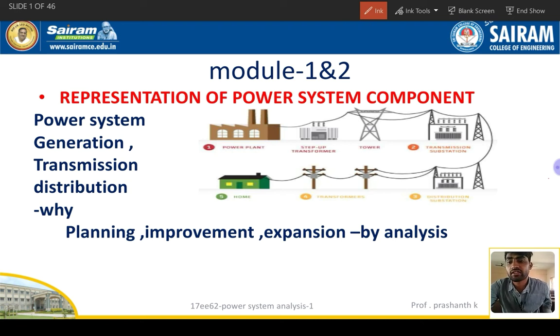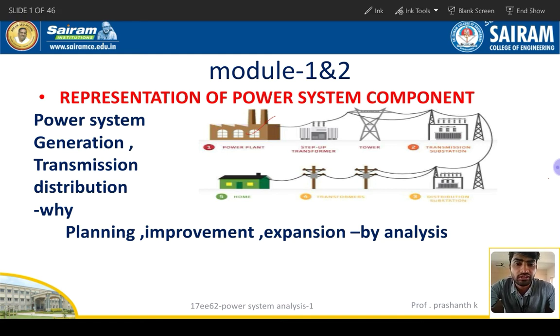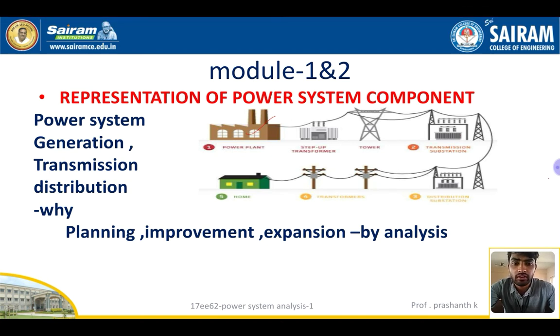In the generation sector we have power plants, like this one is a power plant, right? And there is a step up transformer present. The step up transformer is for stepping up from 11 kilovolts to 33, 66 or 220 kilovolts. Next there is a tower for holding the transmission lines. And next there are transmission lines from here to here.